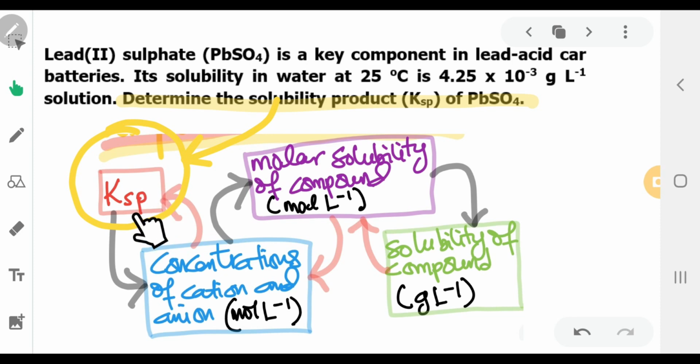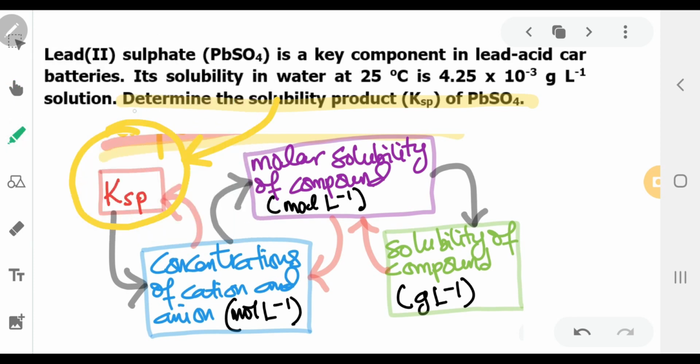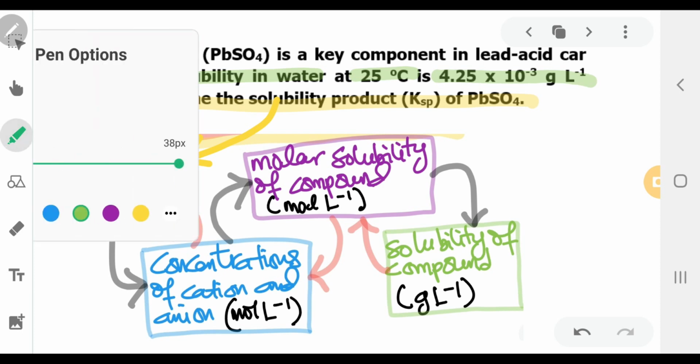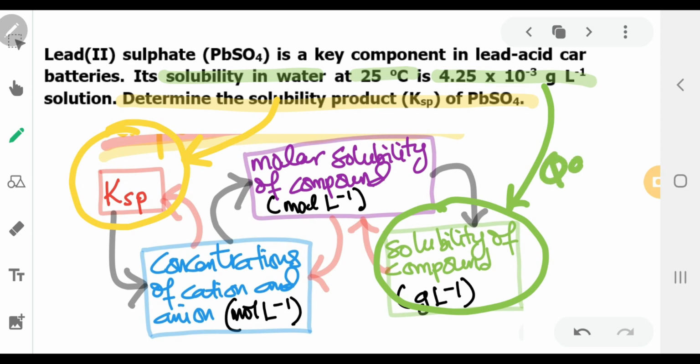Now, what does the question give you? When you read the question further, the question gives you the solubility in water at 25 degrees Celsius, 4.25 times 10 to the power of negative 3 gram per liter. This is what the question gives, to get what the question wants.